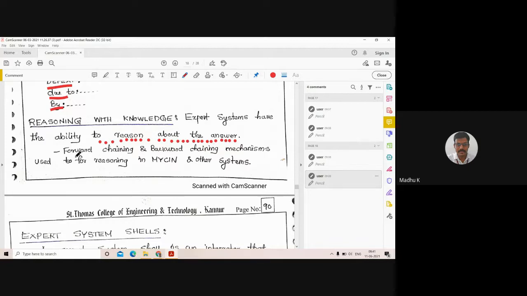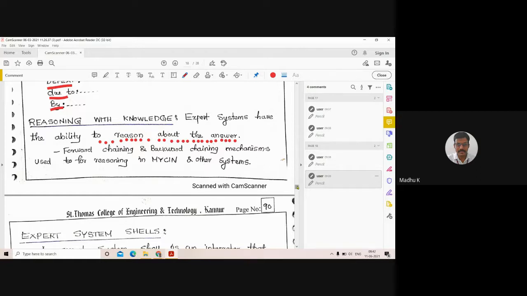So for that, forward chaining and backward chaining mechanisms are used for reasoning in Mycin and other systems. Forward chaining and backward chaining are basically equivalent to our bottom-up approach and top-down approach. This type of mechanism is used for reasoning in Mycin and other systems. So this is about reasoning with knowledge.